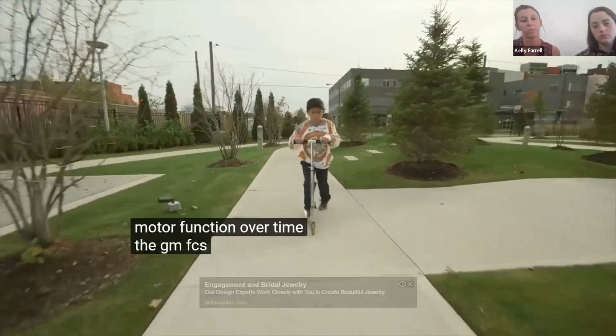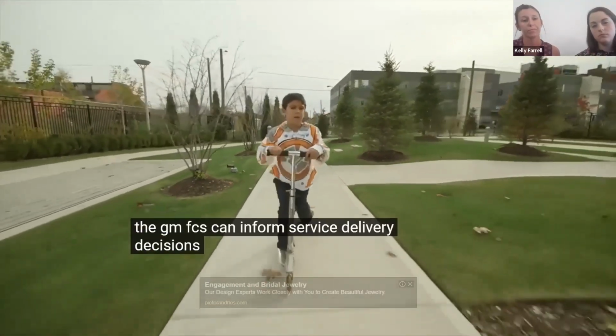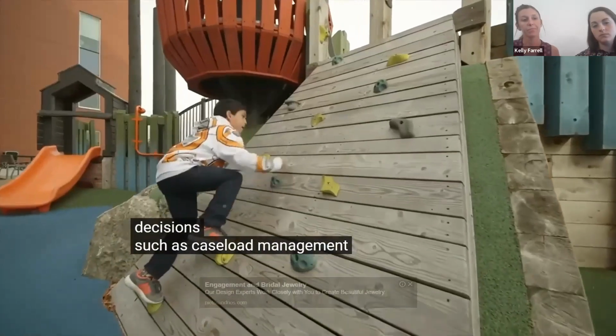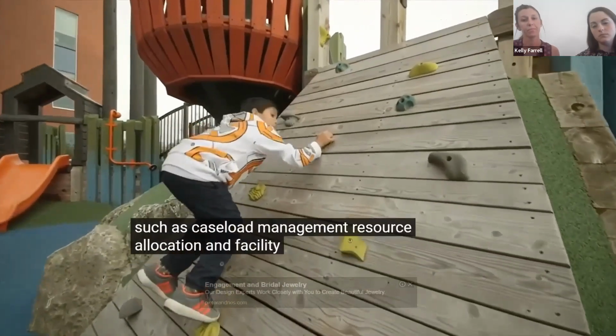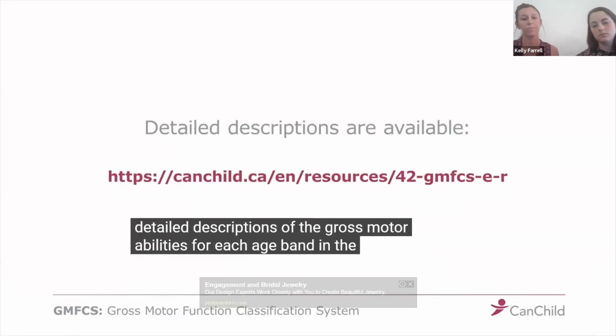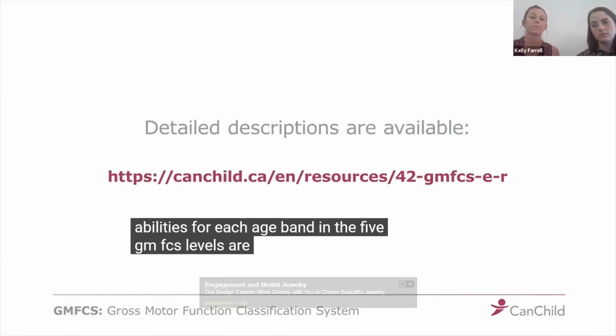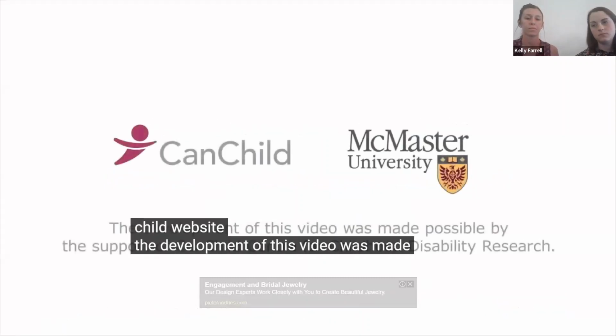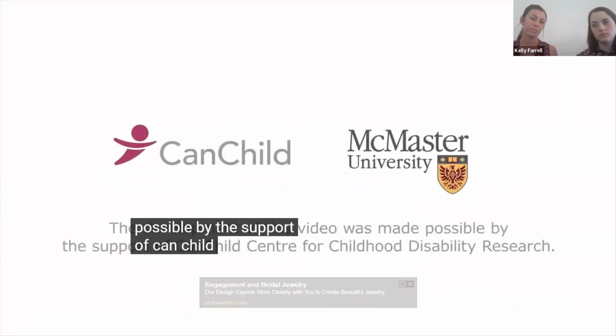The GMFCS can inform service delivery decisions, such as caseload management, resource allocation, and facility development. Detailed descriptions of the gross motor abilities for each age band in the 5 GMFCS levels are available on the CanChild website. The development of this video was made possible by the support of CanChild Center for Childhood Disability Research.